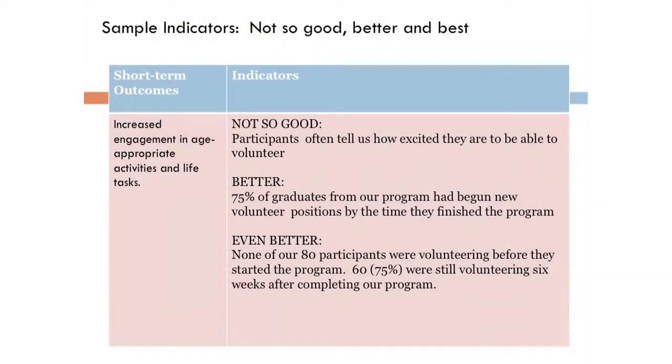Now, this last little chart here is just a bit of an illustration of how different people come at the problem of finding the right indicators when they're trying to do a good report on whether their program has made a difference. So, for example, if the outcome was increased engagement in age-appropriate activities and life tasks, you could imagine different people coming up with indicators to show that that's happened. And someone might say, my indicator is participants often tell us how excited they are to be able to volunteer. Not such a great indicator. It doesn't really say whether change has happened.